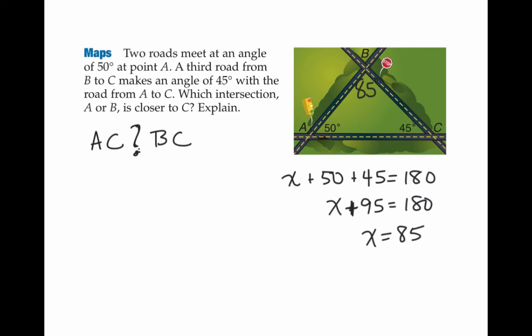Okay, so at that point, we want to know which is closer, A or B, to C. So we need to know which one of these two lengths is longer. So let's look at the angles. 85 degrees is across from AC, whereas 50 degrees is across from BC. So that means that BC is definitely smaller than AC because it has the smaller angle across from it, opposite it. So if BC is smaller, that means that B is closer to C. So B is the intersection that answers the question.